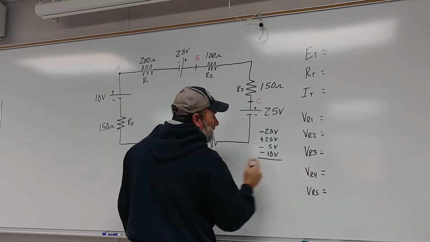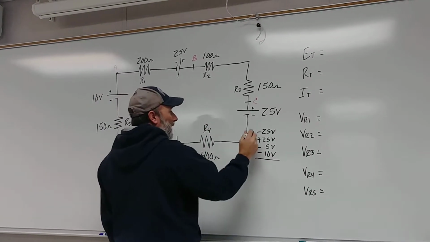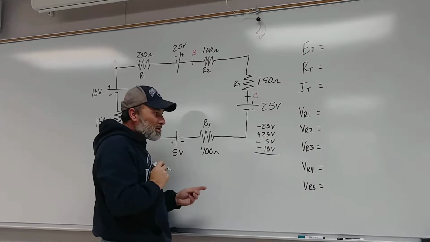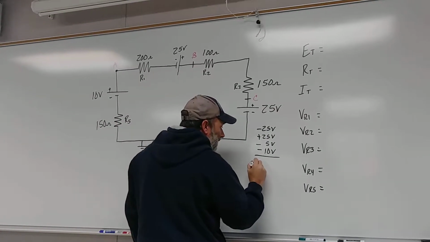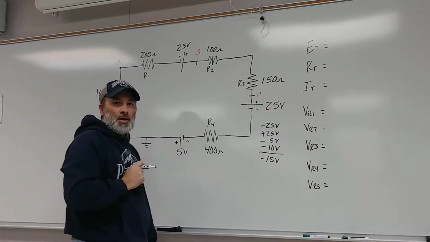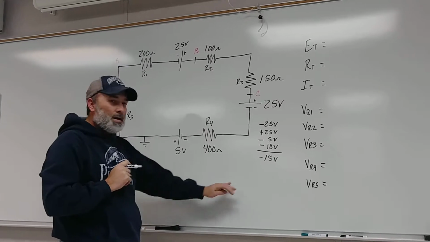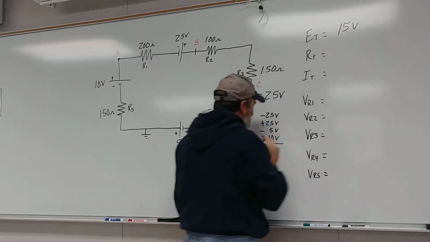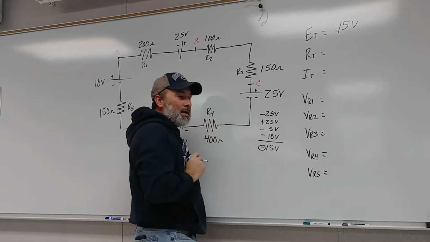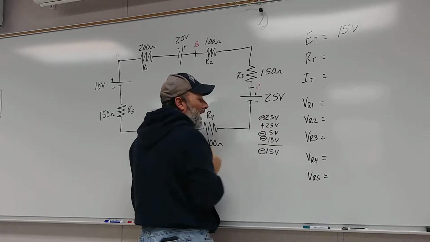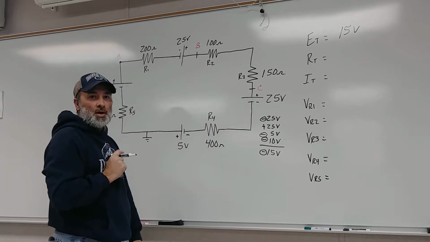So now we just algebraically add these up, and when we do, we know these two are going to cancel each other out, plus 25 and minus 25, so we're left with a minus 15 volts. Now, can our E total be negative? No, it cannot, so our E total is 15 volts. What does the negative tell us? That tells us we're going to go to one of our negative batteries, and that's the way we're going to determine which way current flows.